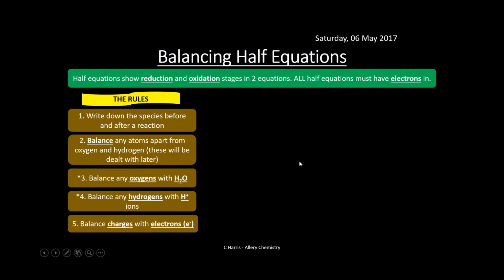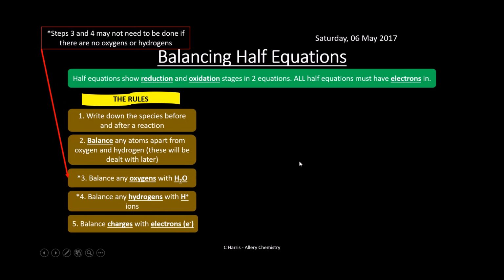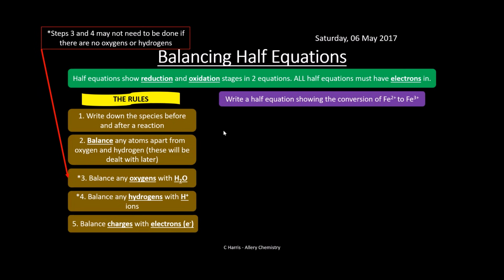Okay, so let's apply this to an example. This is quite important actually. These steps with the asterisks, you might not need to do if there are no oxygens or hydrogens, so you just need to watch out for them. Okay, so let's look at this example. We're going to write a half equation showing the conversion of Fe2+ to Fe3+.